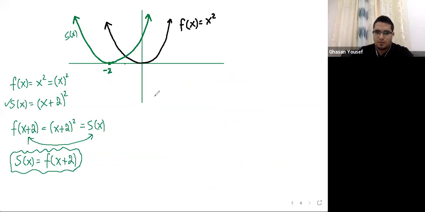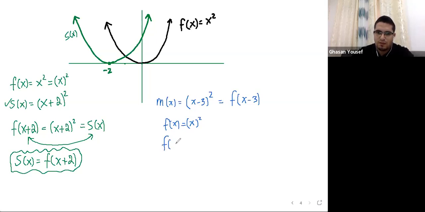Okay? So the question is to graph the function m of x equal x minus 3 squared. This is equal to f of x minus 3. Same steps as before. As I said, f of x equal x, everything squared. So if I plug in x minus 3 instead of x, I will get f of x minus 3 equal x minus 3, everything squared. And this is exactly similar to the function m of x, because m of x equal x minus 3 squared. So m of x equal f of x minus 3.